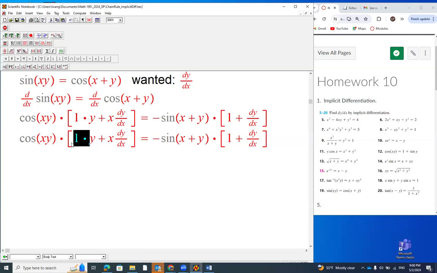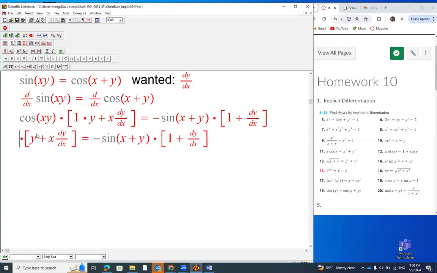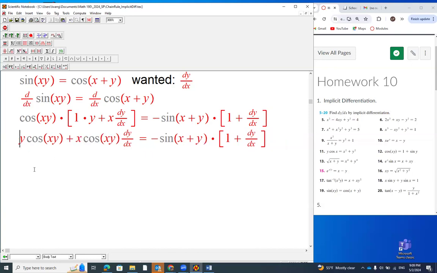So distribute cosine xy. We're going to multiply that guy, and remove the bracket, and we don't need the dot. That was distributing cosine x times y into each one of the two terms in the bracket. And do the same on the right-hand side.